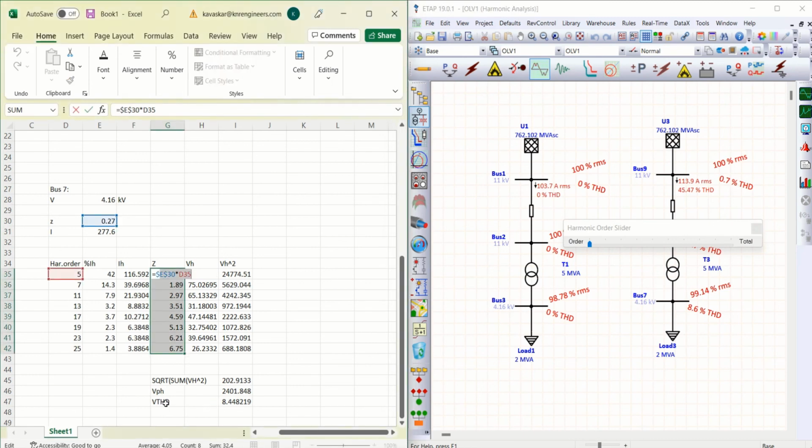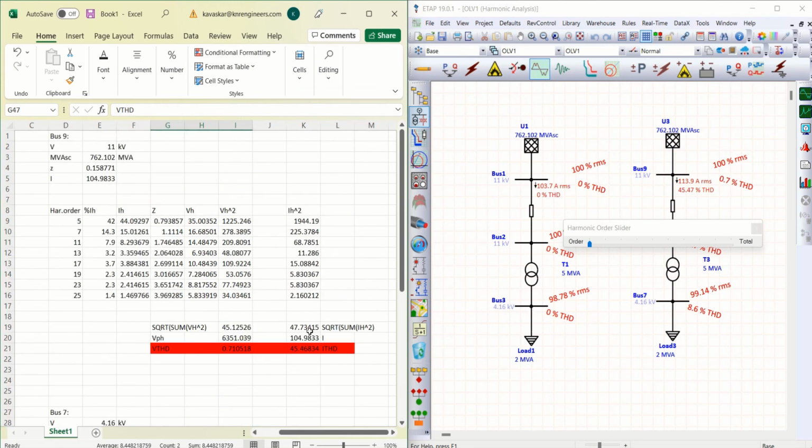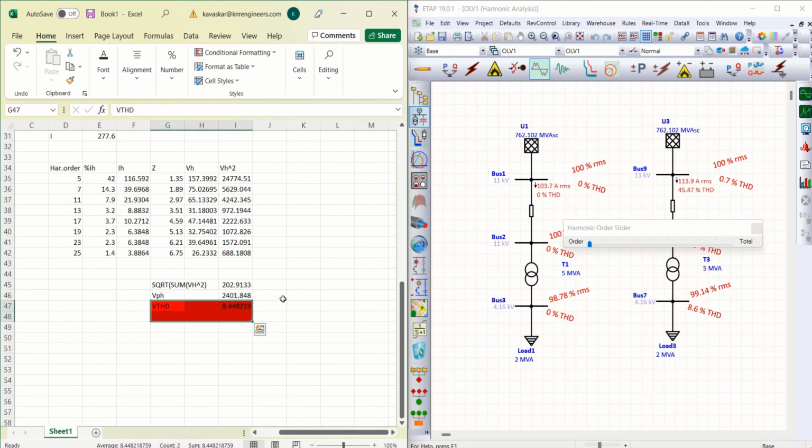If required, you can also connect one cable and cross check current harmonics as I did above here. You can get a value close to what you calculate if you use the same procedure. That's it on this video.